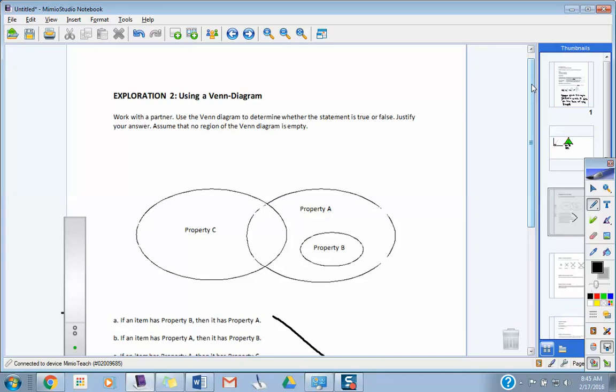And what I'm going to tell you to do right now with your partners is, you have a pen and a whiteboard in front of you, right? Okay. To start, I'm going to give you about a minute or two in your group to look at this Venn diagram. Working with your partner, you're going to use the Venn diagram to determine whether the statement they give you based on the diagram is true or false. It says justify your answer. It says assume that no region of the Venn diagram is empty. Okay, no region is empty.